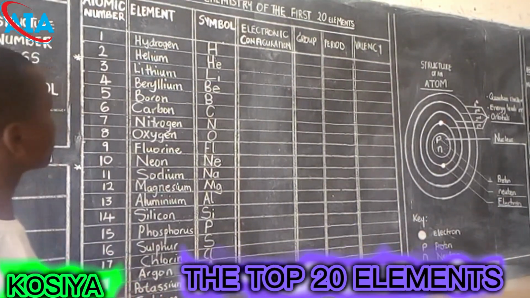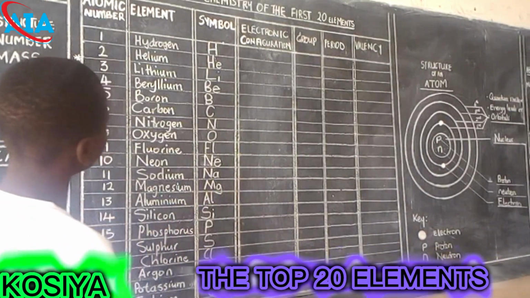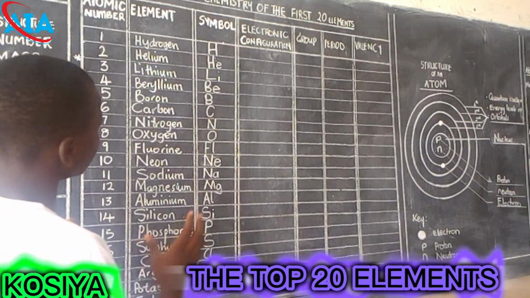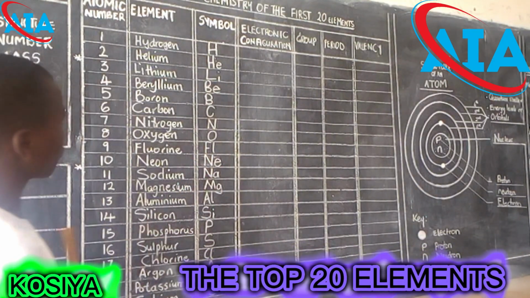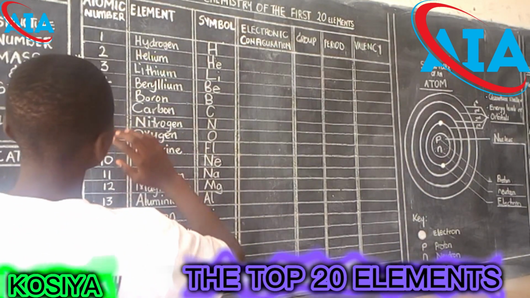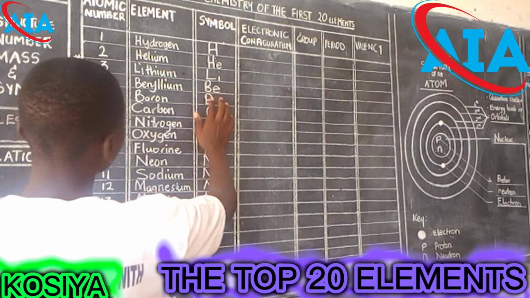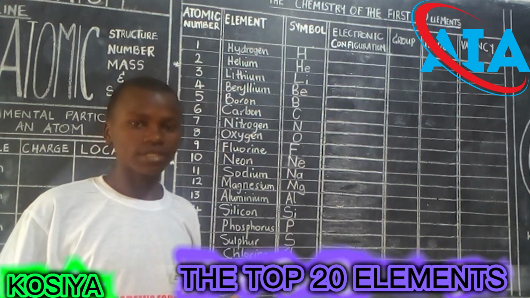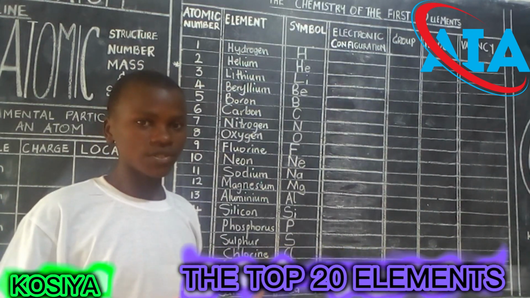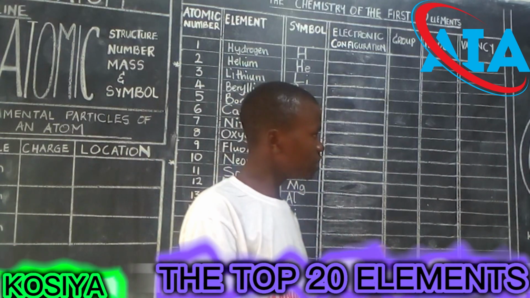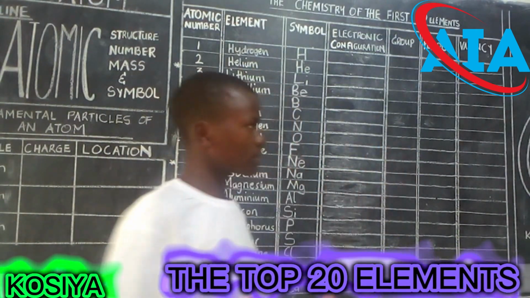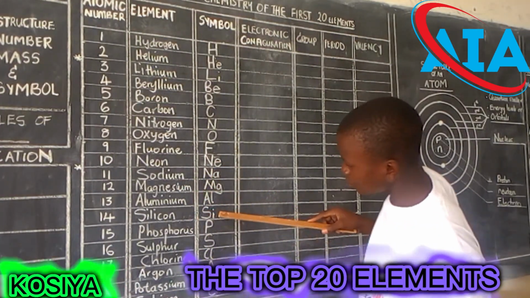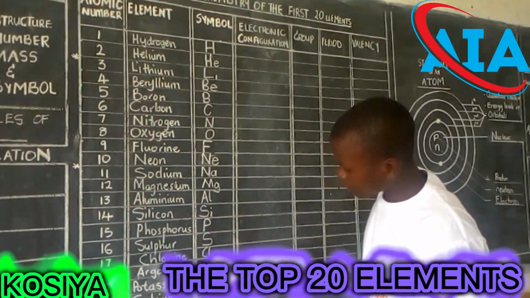So my friend Sam has already finished answering the symbols of the elements. So let us try and see if all of them are correct. Hydrogen is correct, helium is correct, lithium is also correct. Neon is correct, sodium is also correct, magnesium correct, and calcium, all of them are correct.